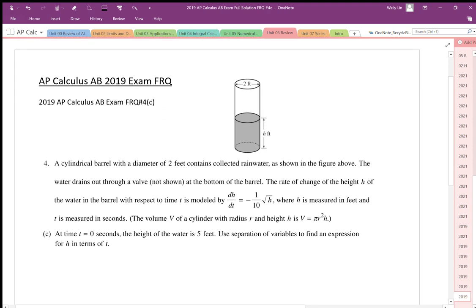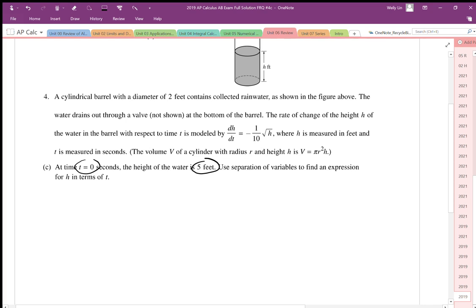4c says at t equals 0, the height of water is 5 feet. So that's our initial condition of t equals 0 and the height is 5 feet. So let's use separation of variables to find an expression for h in terms of t. So we're going to then start with our differential equation.